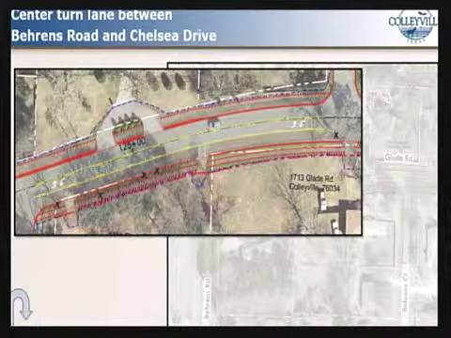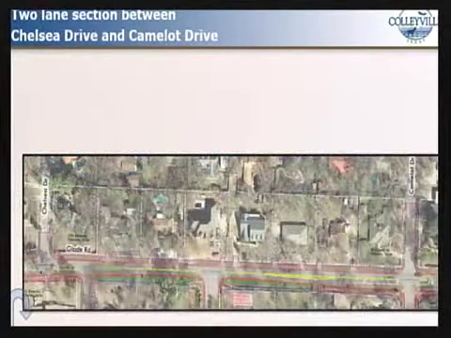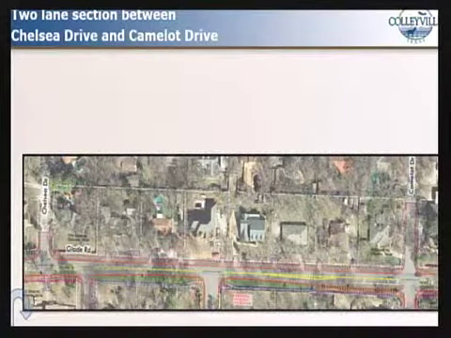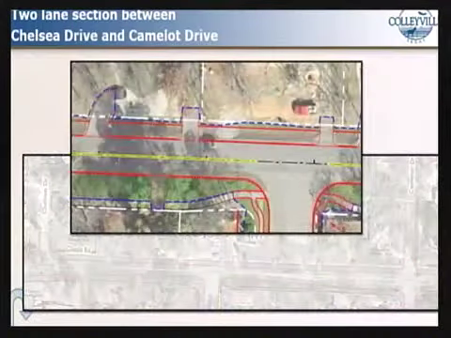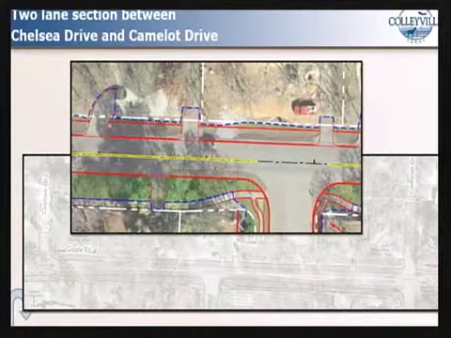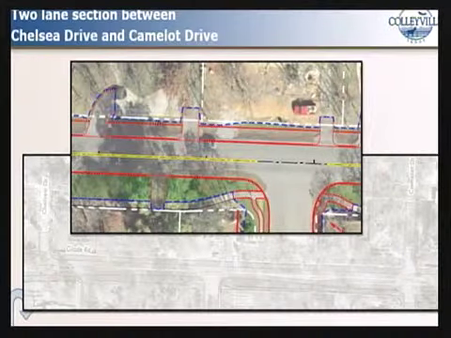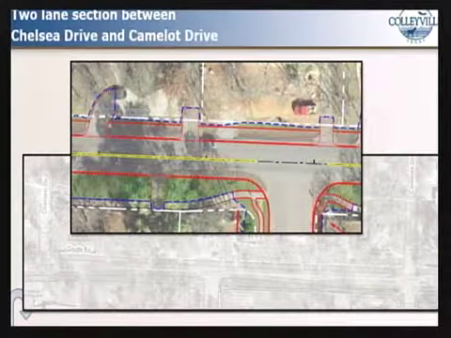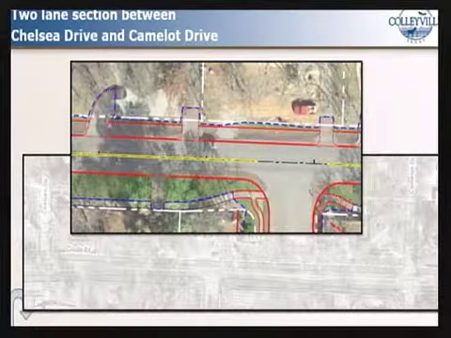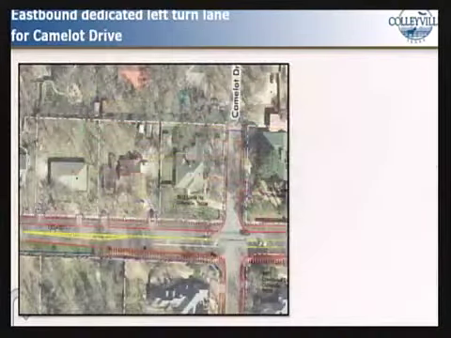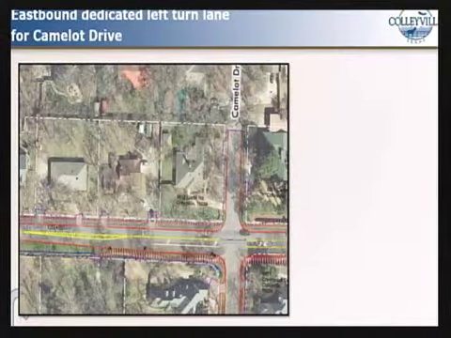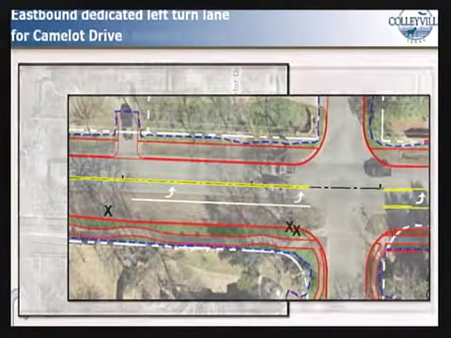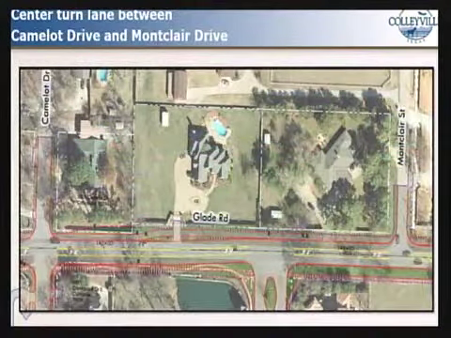We have also a two-lane section for the majority between Chelsea Drive and Camelot Drive that will help reduce some of the right-of-way impacts seen in this section. As you can see, the pavement width will actually be, on the conceptual design, the pavement is actually being extended to the south, limiting the edge of pavement to the existing edge of pavement that you see in that particular area. An eastbound dedicated left turn lane for Camelot is also included in this phase, which will require the extension of the pavement to the south. A center turn lane between Camelot Drive and Montclair.